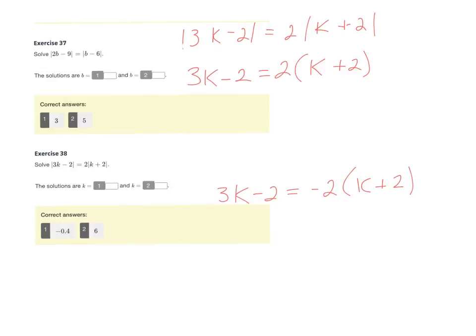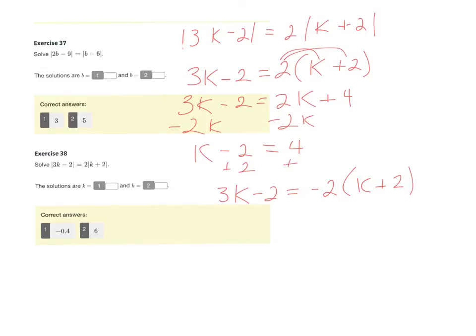Alright, let's start on this first one. This is going to be 3k minus 2 is equal to 2 times k, which is 2k, 2 times 2, which is plus 4. Let's say we minus 2k from both sides. That's going to give me k minus 2 is equal to 4. Add 2 to both sides. This first equation, we should get k is equal to 6.